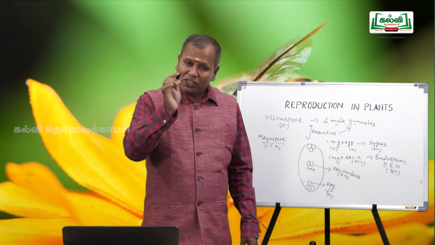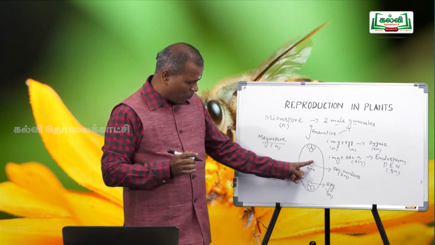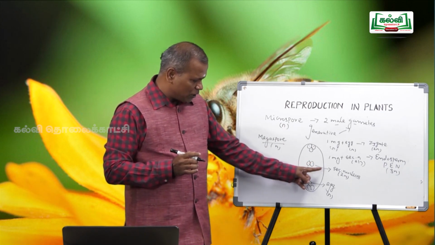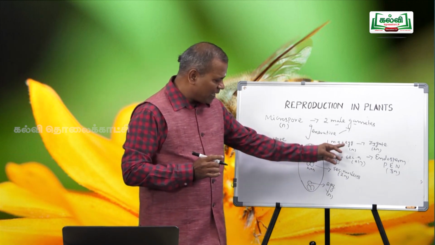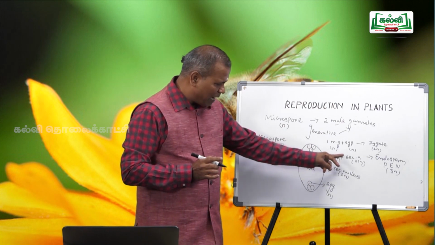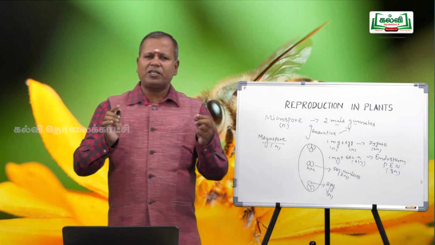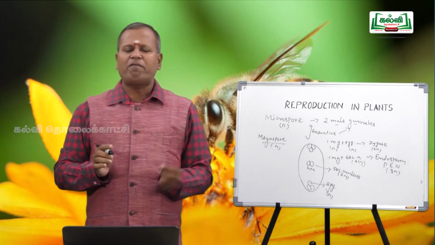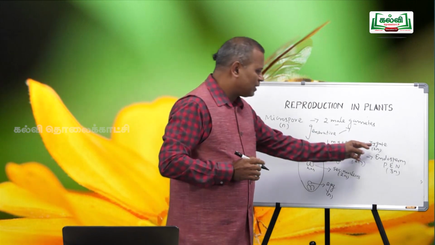Why is it known as triple fusion? See here, first the two polar nuclei undergo fusion. N plus N is equal to 2N, the secondary nucleus. One male gamete fuses with the egg, another fusion. Another male gamete fuses with the secondary nucleus, the third fusion. So double fertilization is also known as triple fusion, and results in the formation of a diploid cell called the zygote.